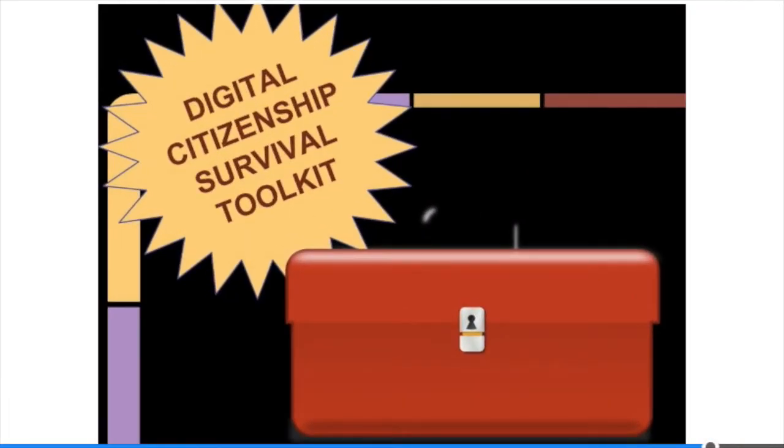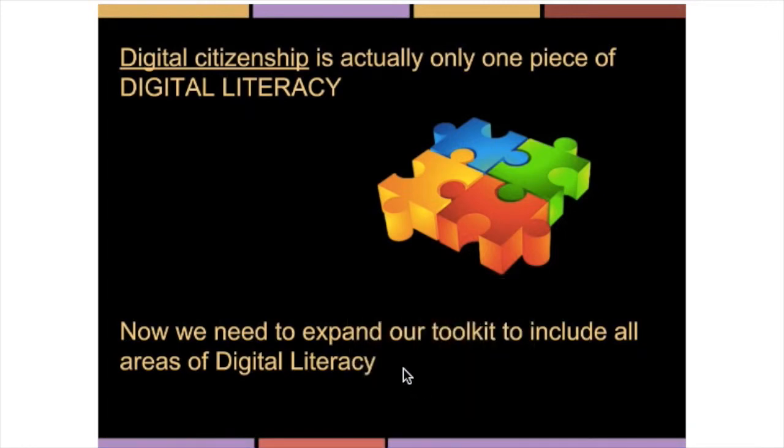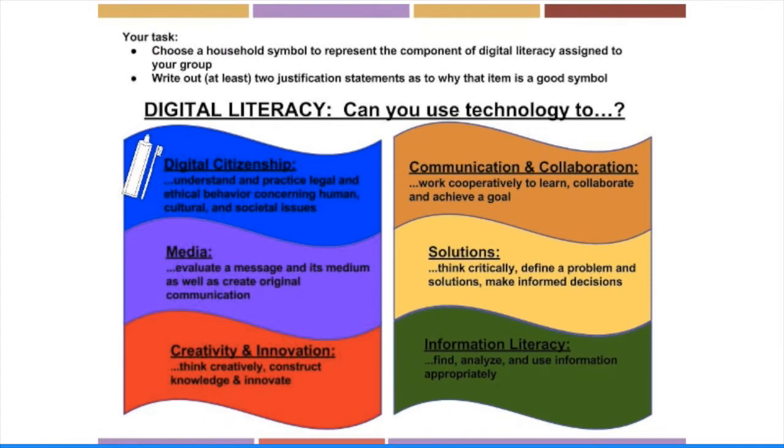Yesterday, we looked at the Digital Citizenship Survival Toolkit, and that compared household items to parts of digital citizenship. We've just learned that digital citizenship is, in fact, only one part of the digital literacy sphere. So our next task is to expand that toolkit that we looked at yesterday to include all the other areas of digital literacy. So here's a quick graphic showing the 6 areas, not including technology as the vehicle.